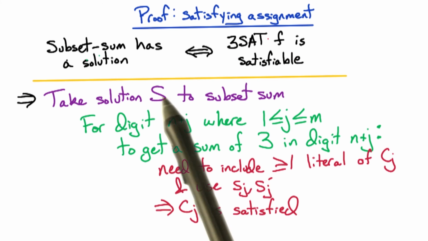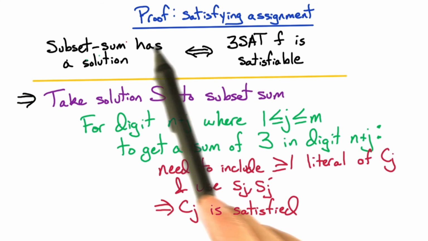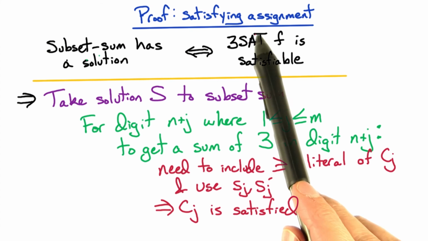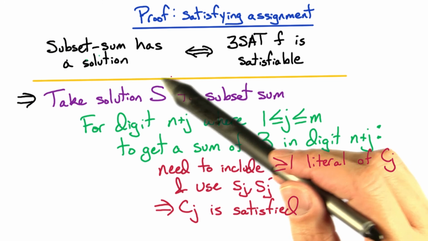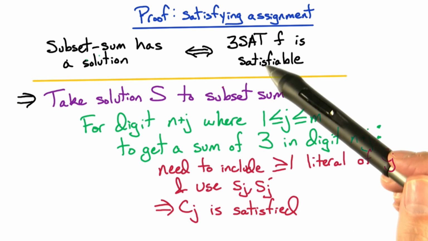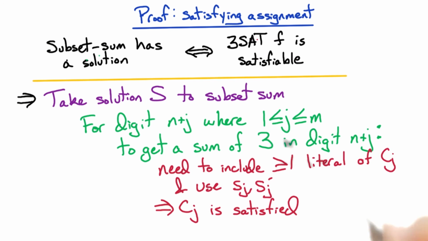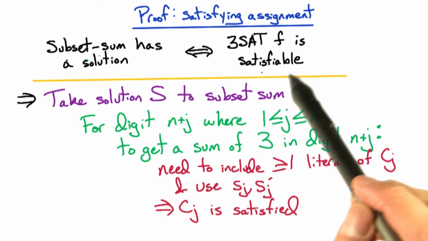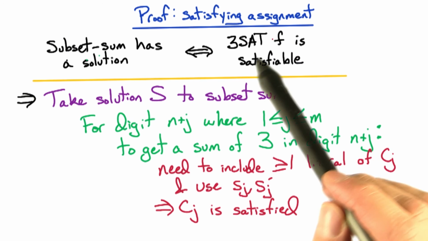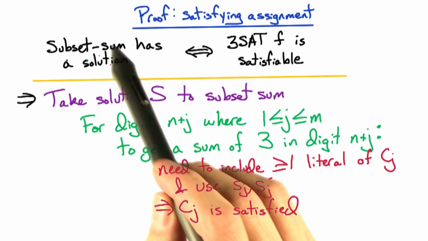So we've shown that a solution to this subset sum instance corresponds to a satisfying assignment for a 3-SAT formula. And we've actually shown how to transform this solution to the subset sum problem to find the satisfying assignment to the 3-SAT formula. Now let's prove the reverse implication. Let's prove that if we have a satisfying assignment for this 3-SAT formula, it corresponds to a solution to this subset sum problem.